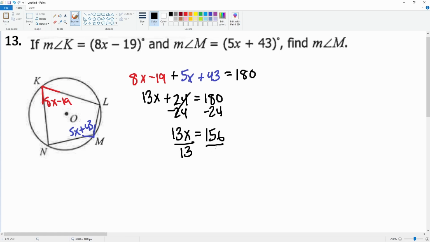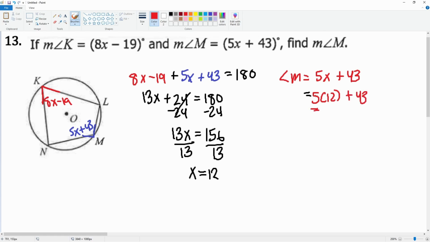Divide by 13, divide by 13. I get 156 divided by 13. I get x is equal to 12. I want to know what angle M is. Angle M is defined as 5x plus 43. So I have to make that substitution. So 5, my x is 12, plus 43. So 5 times 12 plus 43 gets me 103. So that is my angle measurement of angle M. It is 103 degrees.